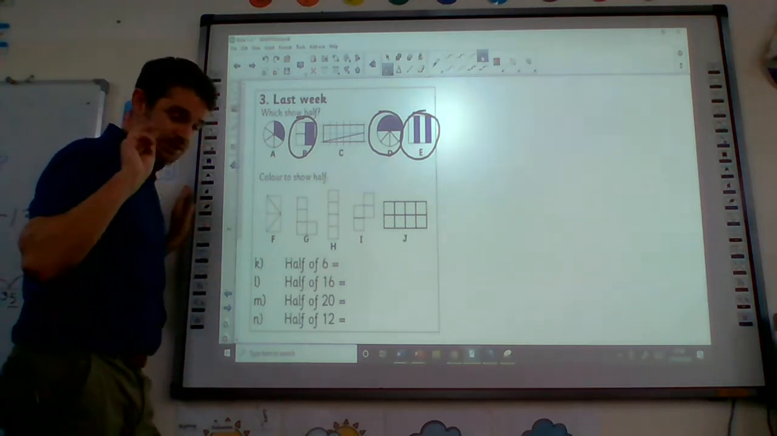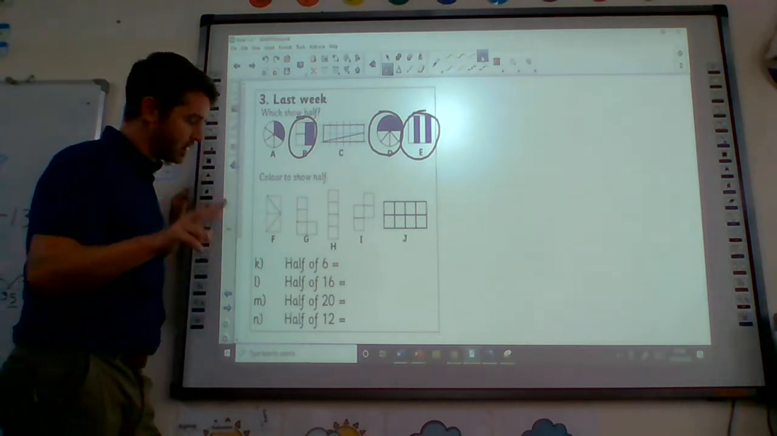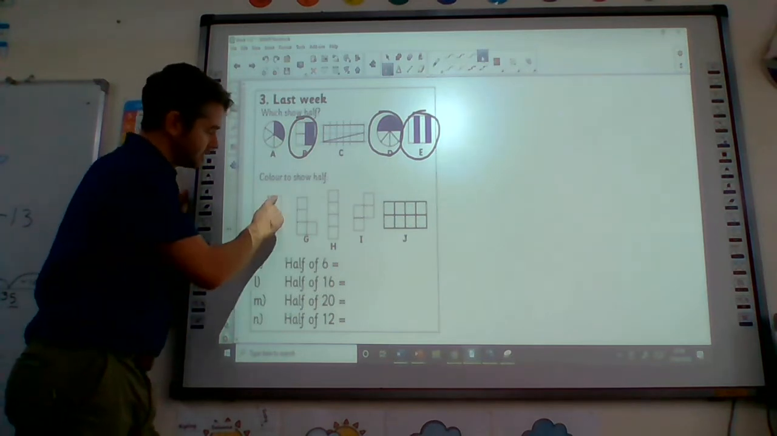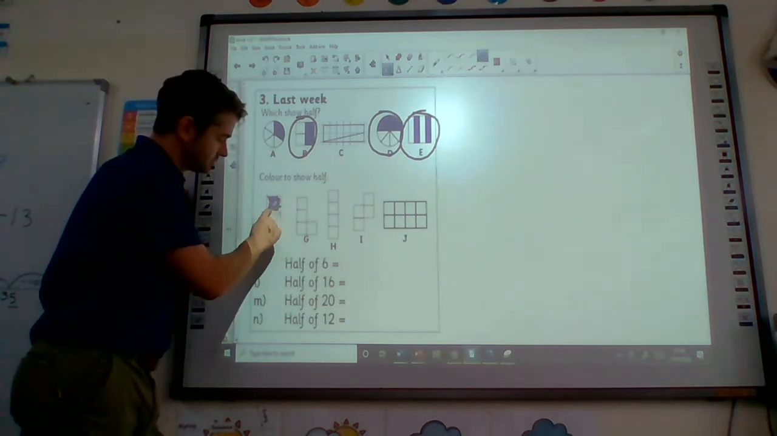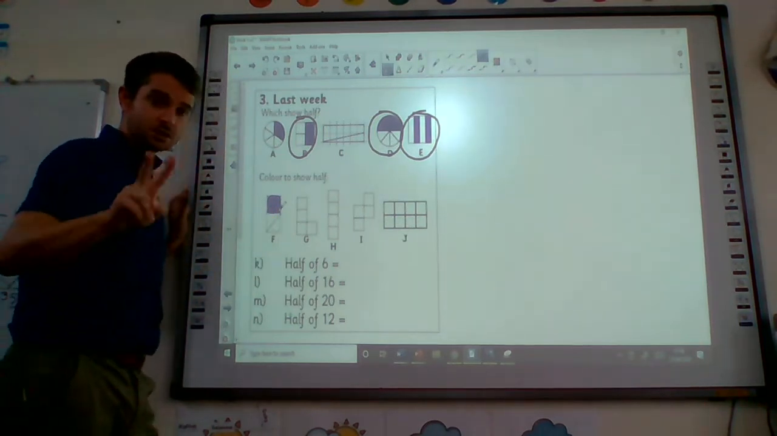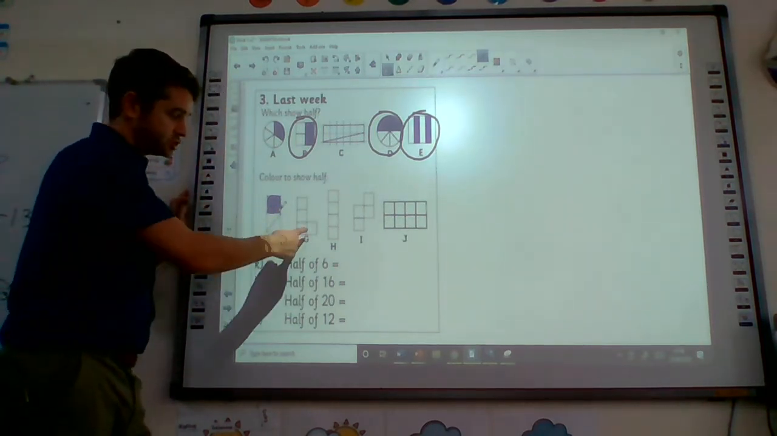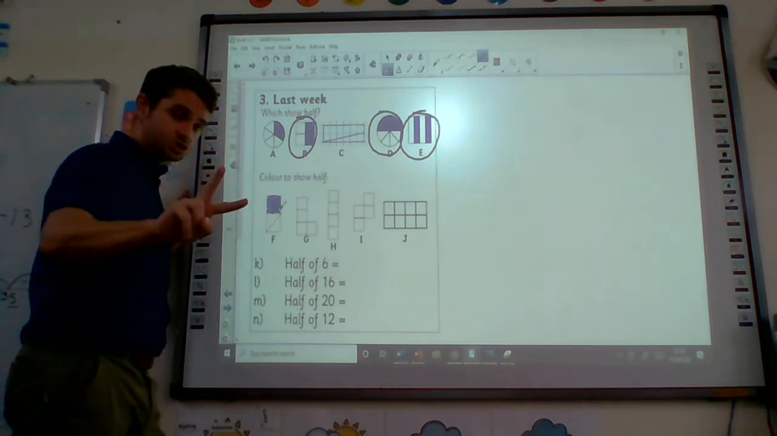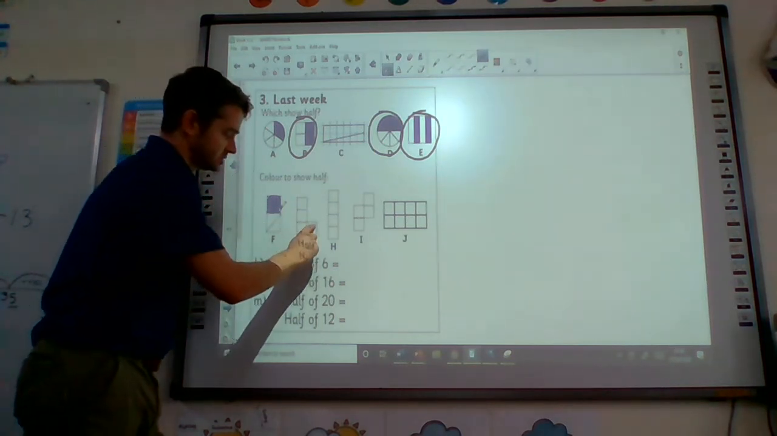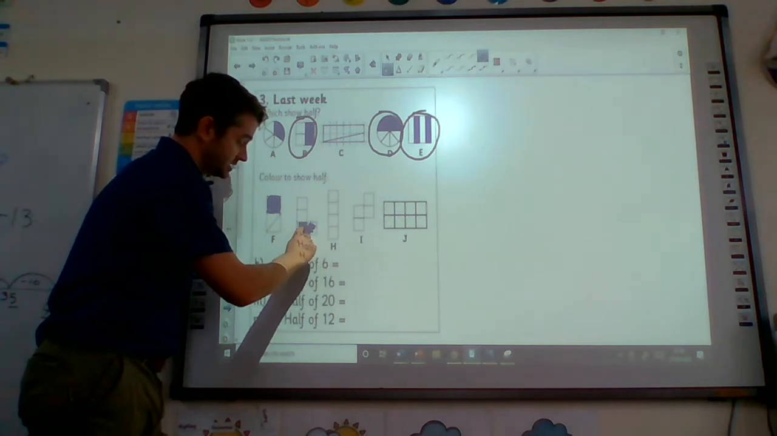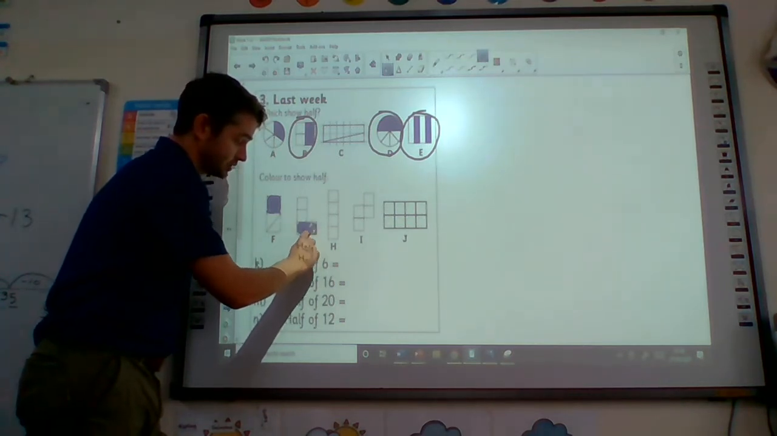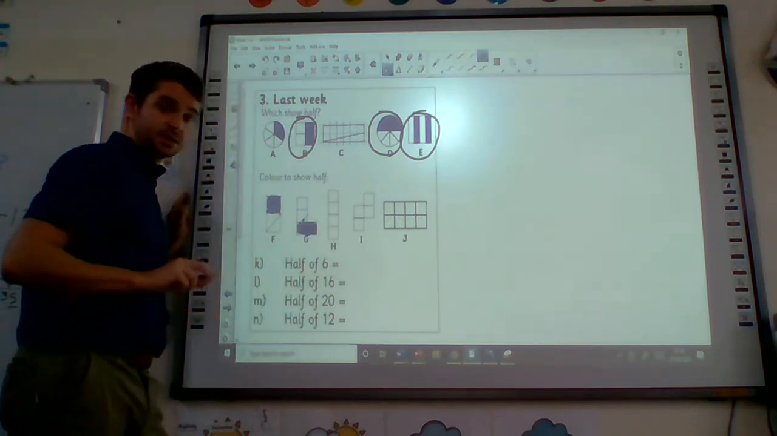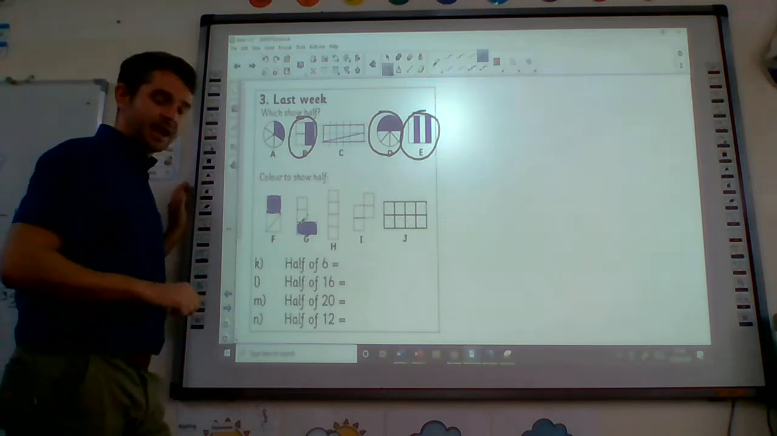For F, you need to colour in 2 of the triangles to show half. Doesn't matter which triangles. I'm going to do the top 2. But actually, as long as you've coloured in 2 triangles, you've coloured in half. G, doesn't matter which ones you colour in, but you must colour in 2 squares on G. I'm going to do these bottom 2 down here. But you don't have to do the same ones as me. As long as you've coloured in 2 squares, you've coloured in half.